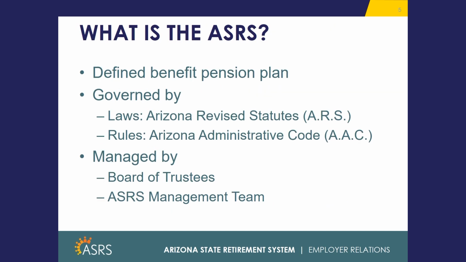What is the retirement system? Again, it's a defined benefit plan. It's governed by state statutes and administrative code. It's managed by a board. There's a 9-member board. Each member is appointed by the governor and approved by the Senate. The board members then hire a director. Our current director is Paul Matson, and he oversees the management of the Arizona State Retirement System.